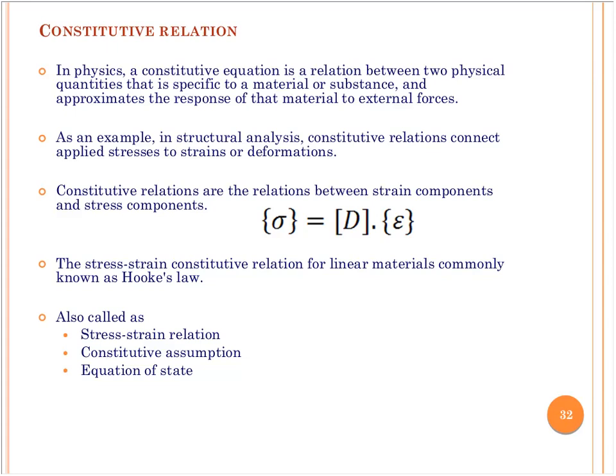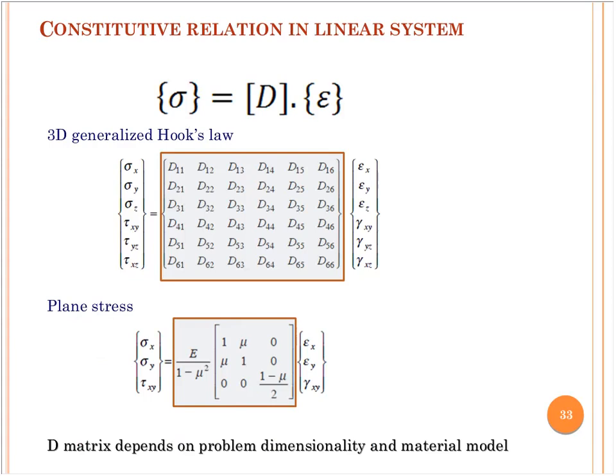However, when we are moving on to a nonlinear analysis or a different dimension of the geometry, depending on the problem dimensionality and the material model we use, the D matrix is going to change. For example, these are all the D matrices used in 3D Hooke's law or for any linear problem. If you start using a hyperelastic material, the constitutive relation is completely different. It is written in terms of the strain energy potential rather than using the stress-strain relation.